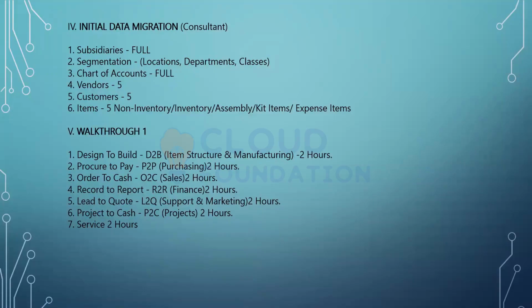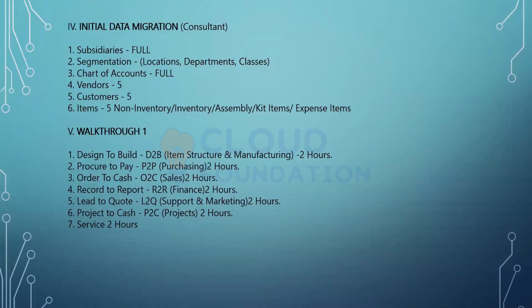And then we create the segmentation, which is your locations, departments, and classes. I'll let you know what is the difference between these things when we come there. And then chart of accounts, the entire structure. After that, as a sample, there might be 150, 200 vendors and like 500 customers. But initially what we tell the customer is, we ask them to send only 5 vendors, 5 customers and 5 items.